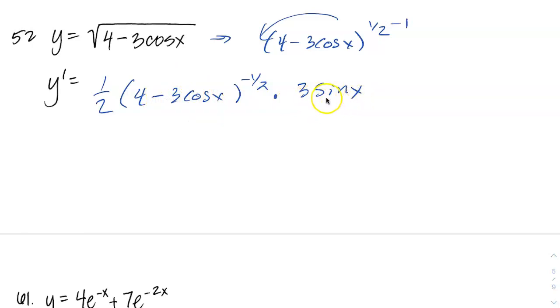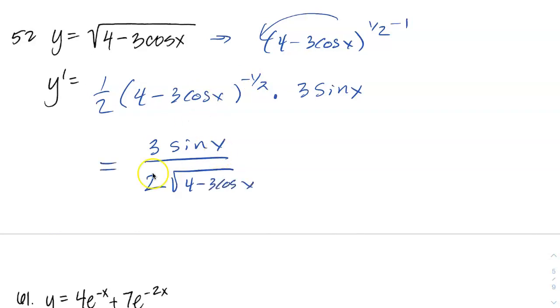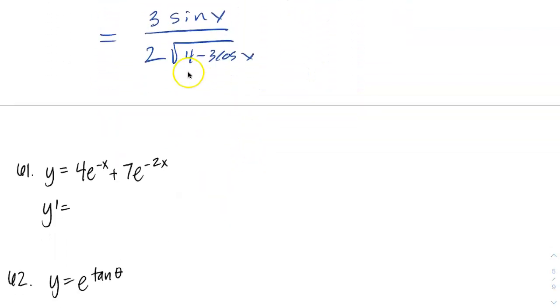Again, I can make this a little nicer if I want. Let's combine the 3 sine x and the 1/2, and then flip this to the bottom. So 3 sine x is on the top. On the bottom we have the 2, then we have this flipped, so I'm going to put the square root of 4 minus 3 cosine x. That's as nice as it gets if you're trying to simplify it for multiple choice.